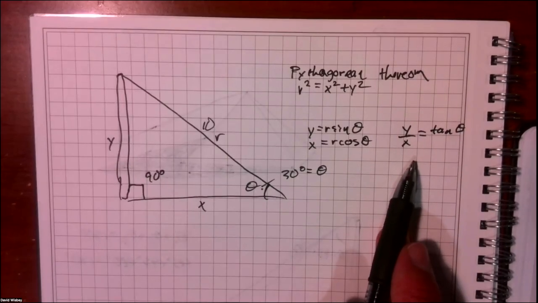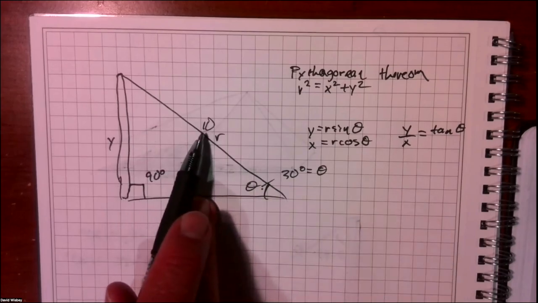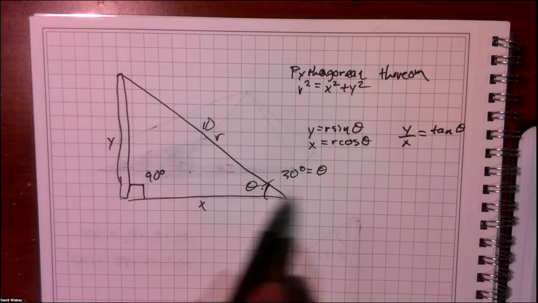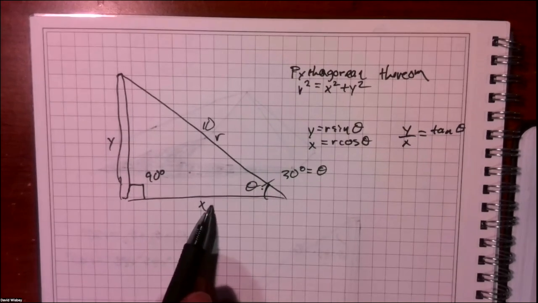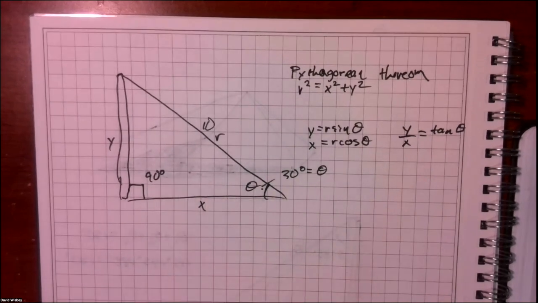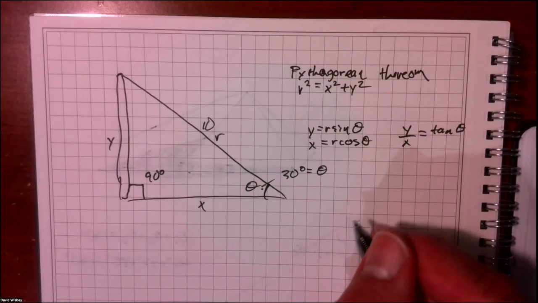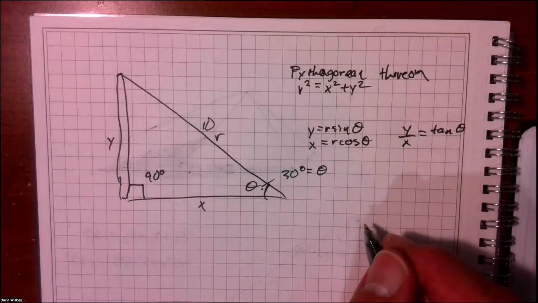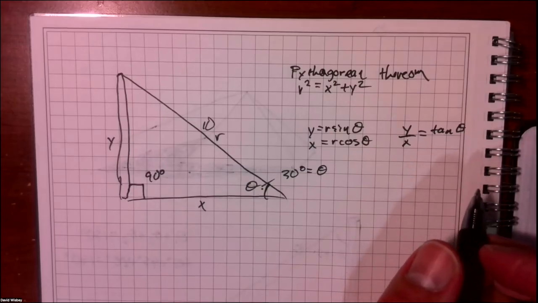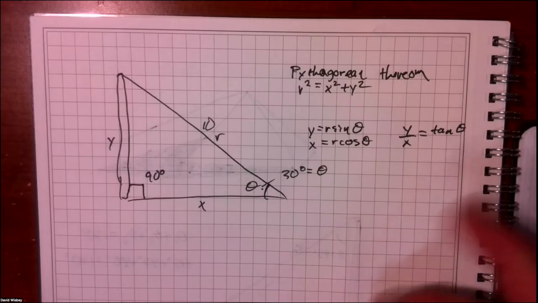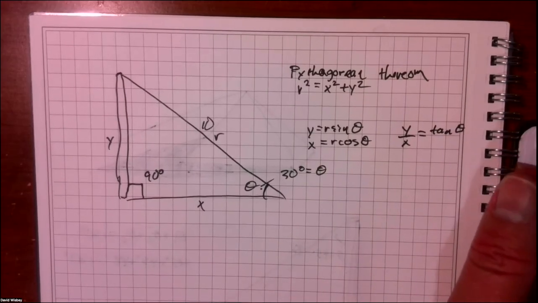And there are a few problems to help you review this, but let's do this example here. So we've got a triangle with a hypotenuse of 10, and we've got an angle of 30, and we want to know what x is and what y is. So we can use our scientific calculator. Make sure it's in degrees. We're going to use degrees in this class. So every time we do it, make sure that your calculator is in degrees.